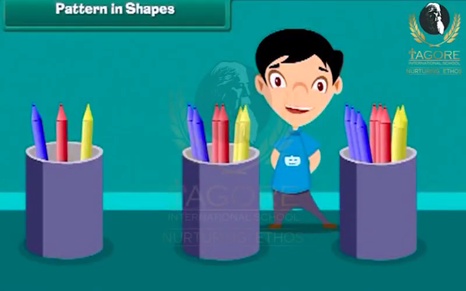Let us look at a different type of pattern. If you notice, the numbers of crayons are not exactly repeating. Each color of crayon is increasing. This type of pattern is called as growing pattern.